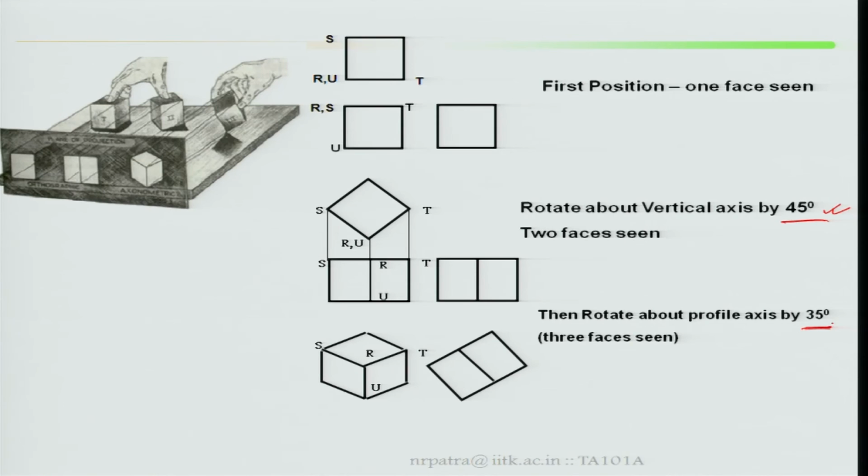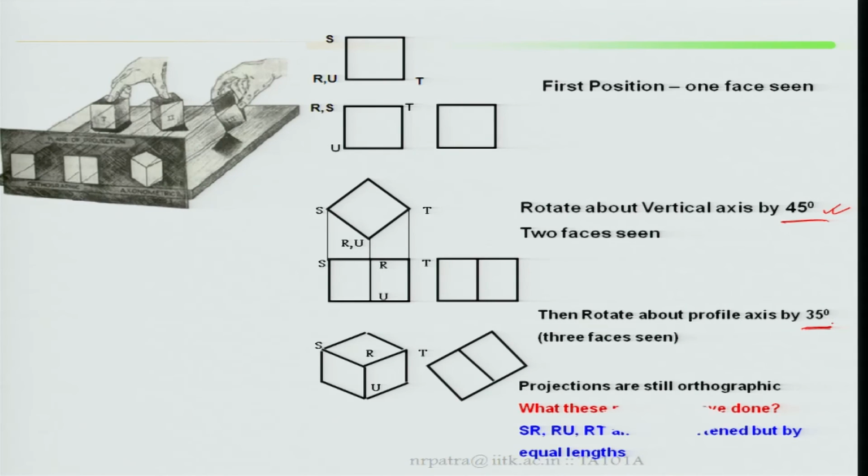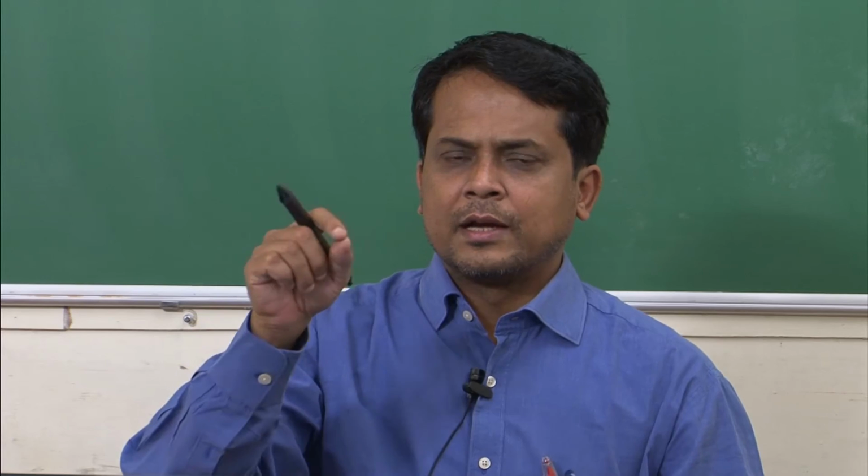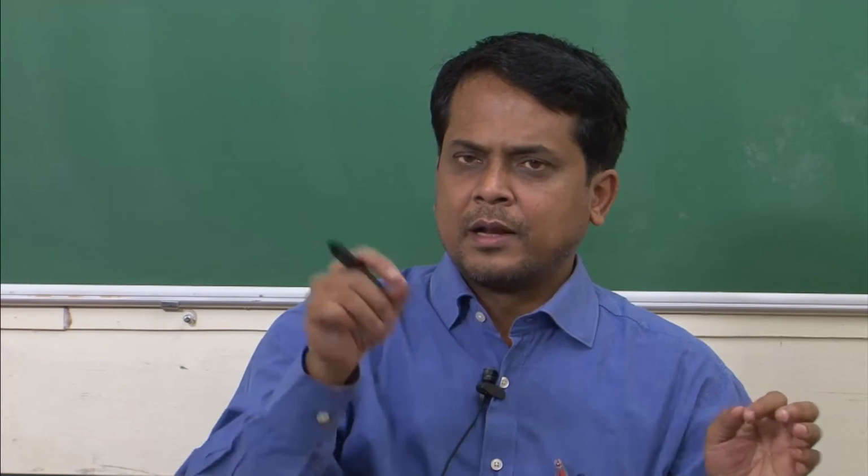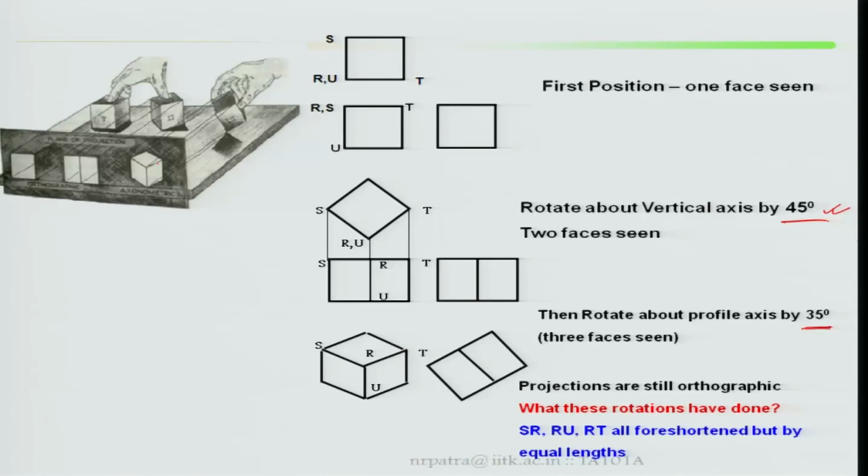This concept once you understand, there will not be further problem for your axonometric or isometric views or isometric projections later on. If you look here, projections are still orthographic. What is orthographic? Very first class I said, projection lines are parallel, they are not merging at one point, rather they are parallel and perpendicular. With respect to this plane, these projection lines are perpendicular, orthogonal to this. That means still these three views are orthographic.